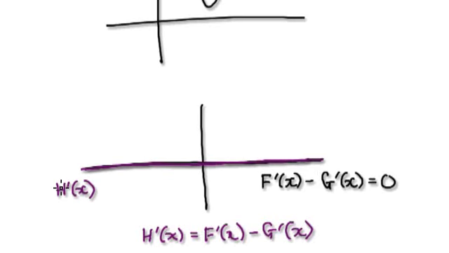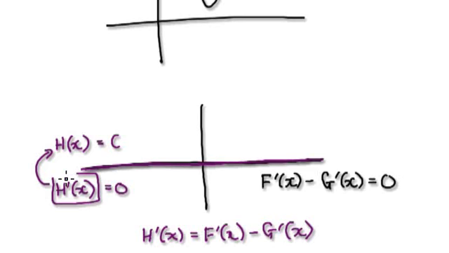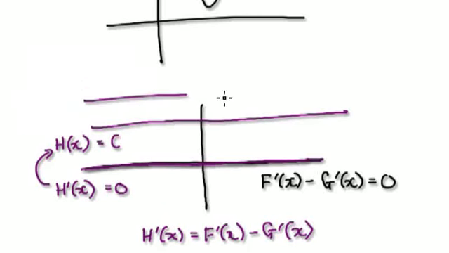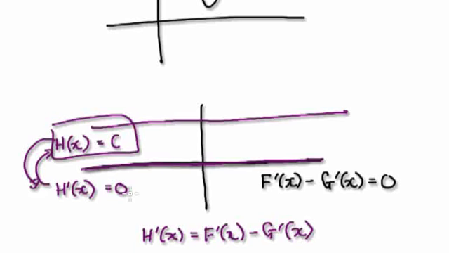Now, if this function here is always equal to 0, then the antiderivative of this must be a constant. So if you've got h prime equals 0, then the original h must be a constant. It could be up here, it doesn't matter, or it could be down here. It will be a constant because if you differentiate it, it will give you 0 everywhere.